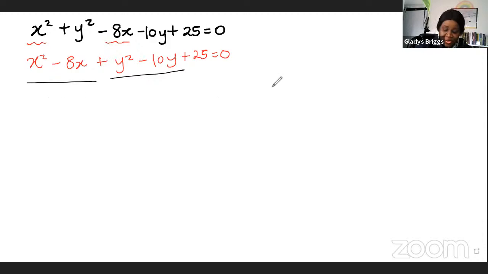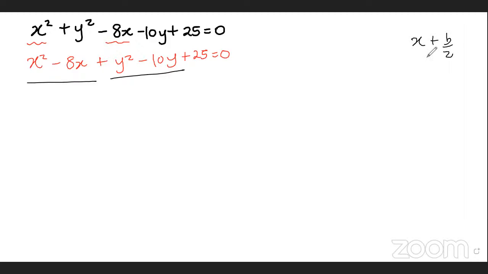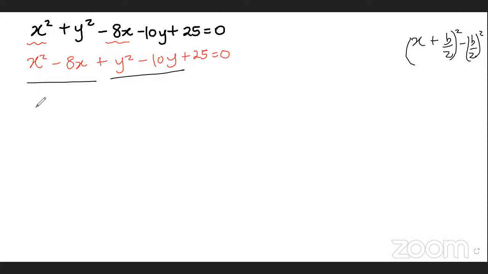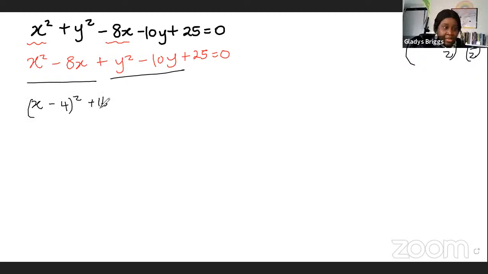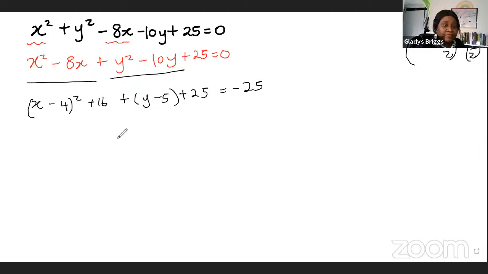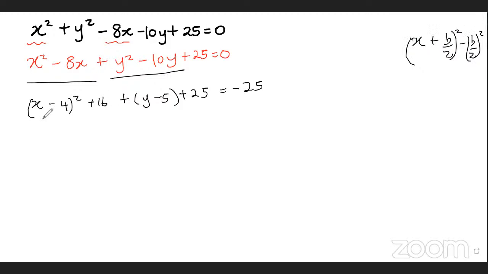So remember to complete the square, our formula was x plus b over 2 squared minus b over 2 all squared. Okay, yeah, so it's x minus 4 squared plus 16, plus y minus 5 squared plus 25. Is there nothing outside here? Yeah, it's plus 25 equal minus 25. It's going to be x minus 4 squared plus y minus 5 squared equals 16. Yeah, equals 16.